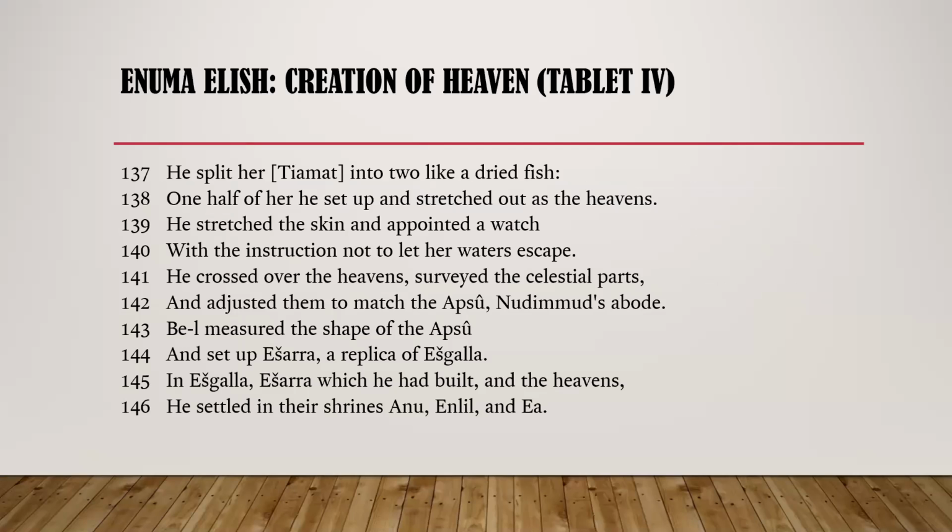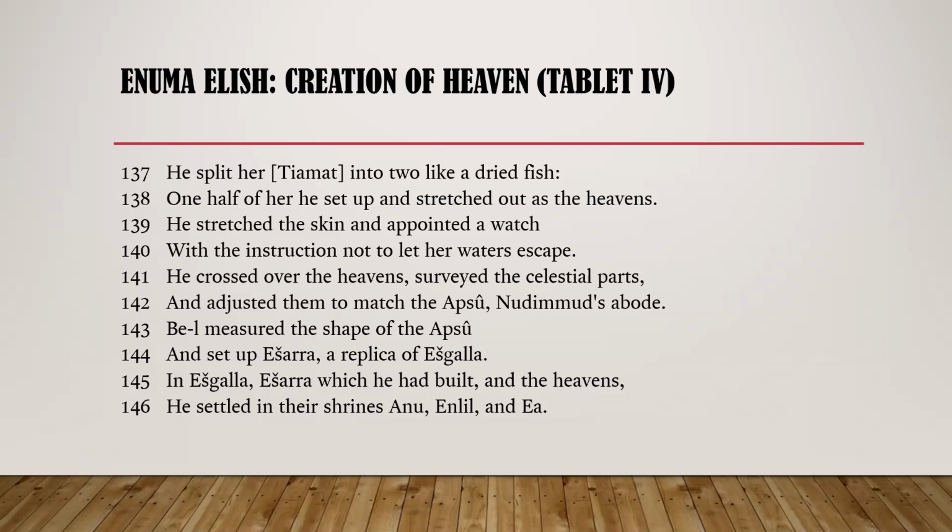So he split her, Tiamat, into two like a dried fish. So do you see the creation also described as splitting? One half of her he set up and stretched out as the heavens. He stretched the skin and appointed a watch, with the instruction not to let her waters escape. He crossed over the heavens, surveyed the celestial parts, and adjusted them to match the Apsu, Nudimmud's abode. So Apsu is not a god now, but it is a house of Enki.